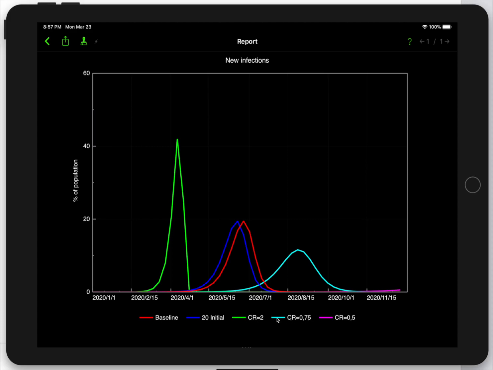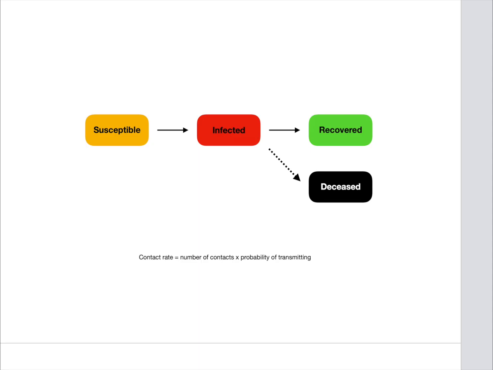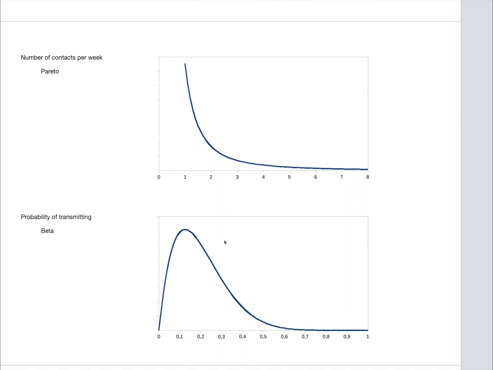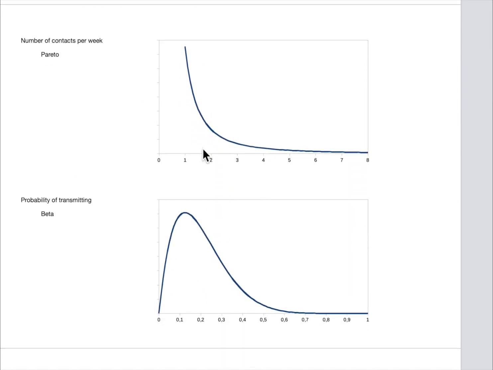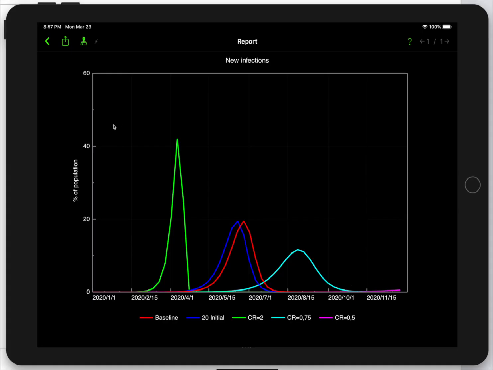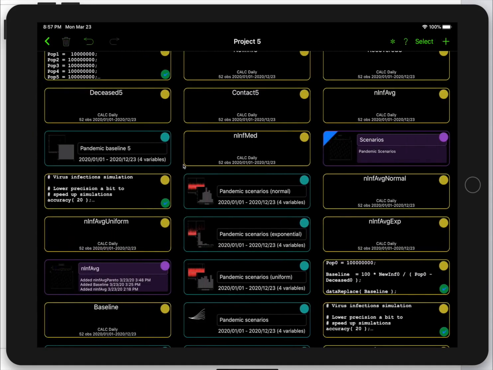So what I did was to draw the contact rate from different distributions and simulate cases where the virus spreads under varying assumptions of contact rate. And as I said to you, I calculated the contact rate as the product of two random draws, one from a predictor to simulate the number of contacts you have per week, and one from a beta distribution to simulate the probability of transmission, and others. And I'll be discussing that with you now.